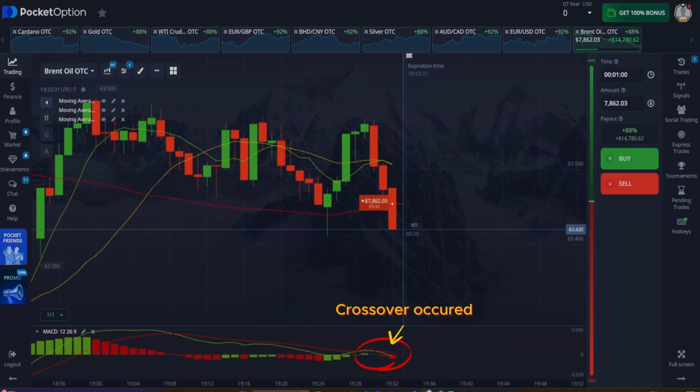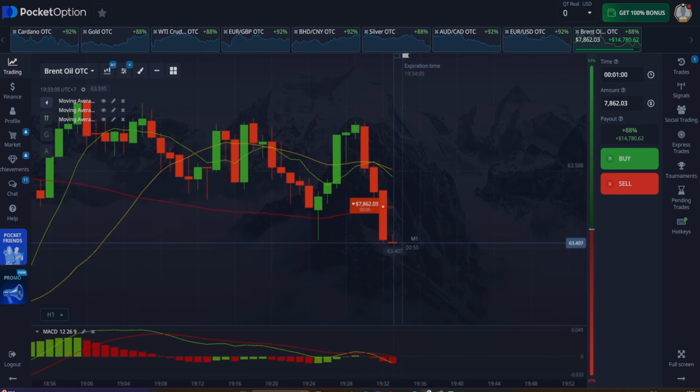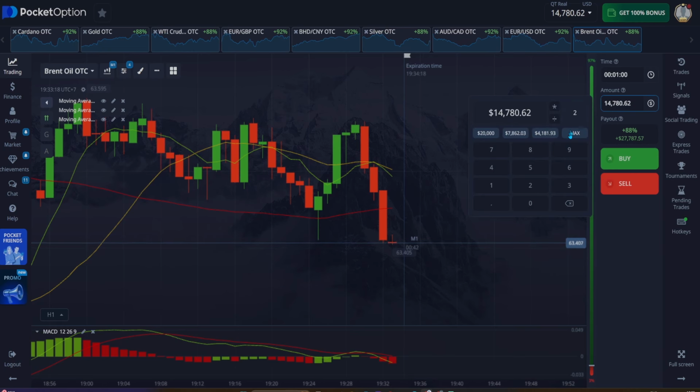The main line has crossed below the signal line while the histogram is shifting from positive into negative territory. This double confirmation shows that bearish momentum is forming strongly. With this foundation, my sell entry is not speculation, but a decision backed by both trend and momentum validation. Let's see how the price reacts. Okay, profit again. Now we can open the market again and look for the next opportunity.